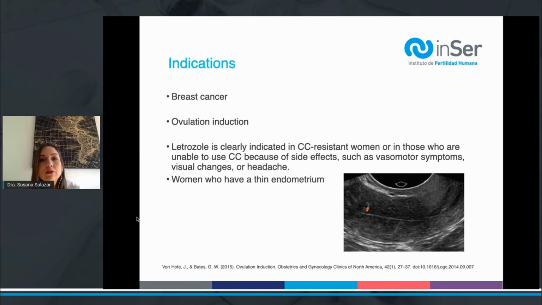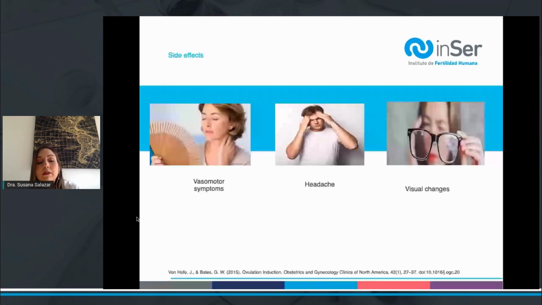Women who have a thin endometrium, with less than 7 millimeters when taking clomiphene, should also be considered for letrozole, as the proliferation of the endometrium is stimulated by estrogen. Letrozole does not have the same anti-estrogenic effects as clomiphene. The side effects are vasomotor symptoms, headache, and visual changes.